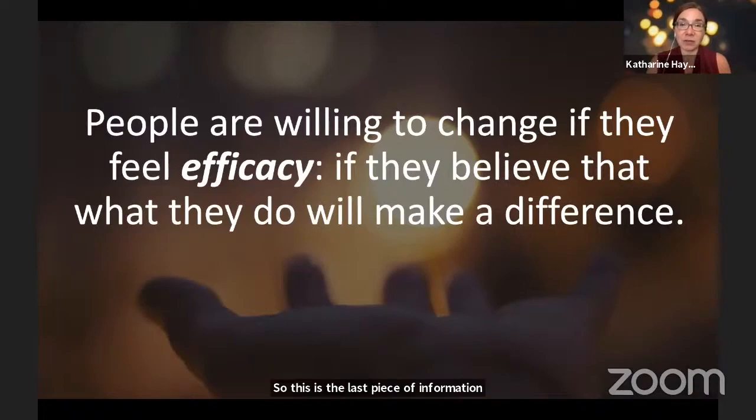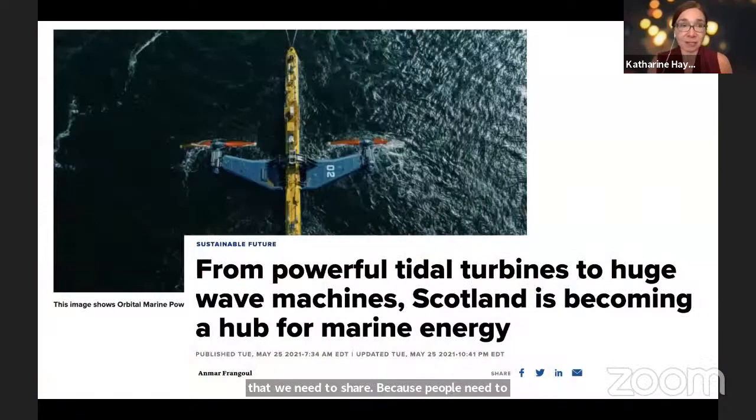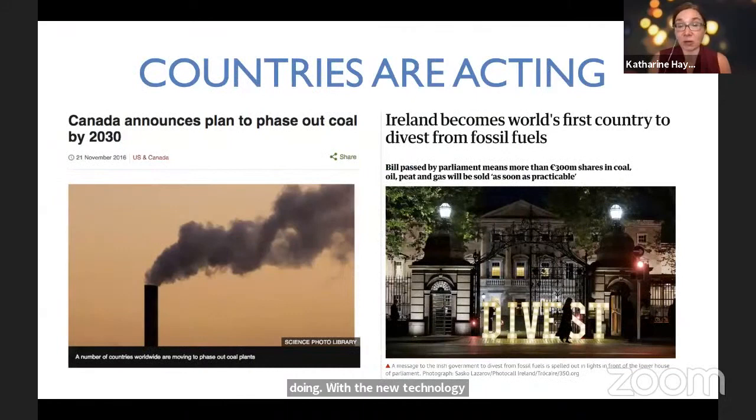So I like to share information about what all kinds of different people are doing, whether it's new technology to show that, yes, our technology is changing, the fact that countries are acting, phasing out coal, divesting from fossil fuels. Why? Not because the prime minister or the president decided to do so, but because individual people decided and raised their voices and said the world needs to change.